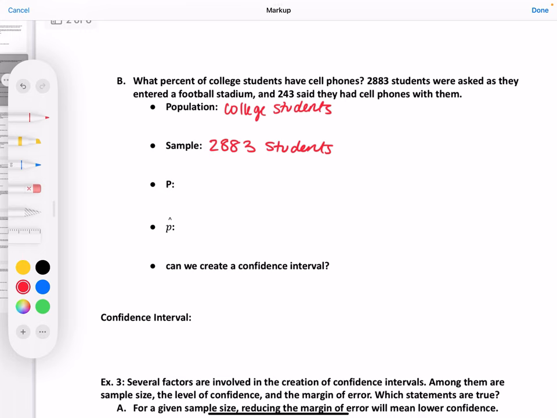So this one is 243 out of 2,883, which is the proportion of students at the game who had a cell phone. So more generically, this would be the proportion of students with a cell phone in general.